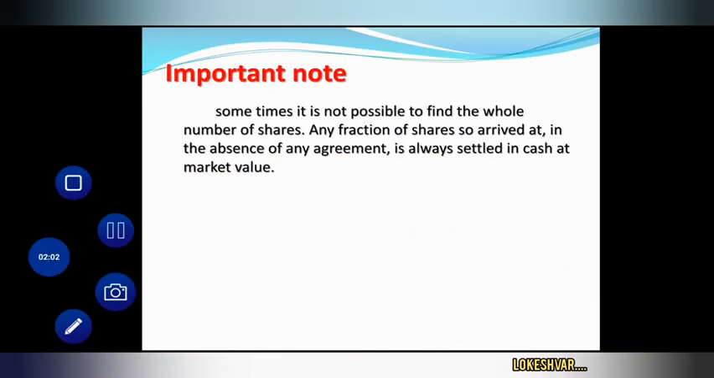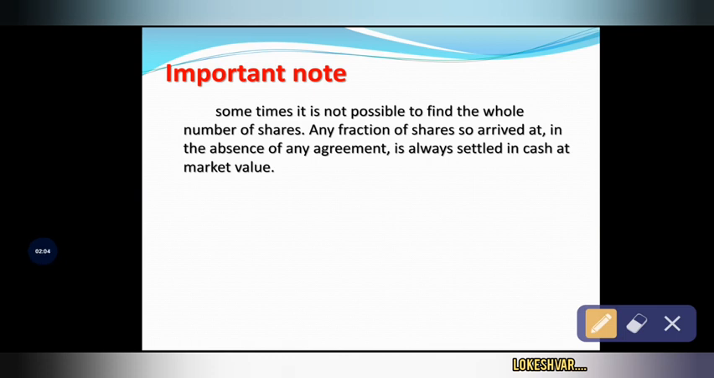And one more thing, you have to keep in mind. Okay, so while issuing the shares by the transferee company to the shareholders of the transferor company, sometimes it is not possible to find out the whole number of shares under the intrinsic value. So after knowing the ratio of exchange between the transferor company and transferee company, we get, for example, 4.12 as the intrinsic value. Okay, so in this situation, sometimes it is not possible to find out the whole number of shares as a round figure.